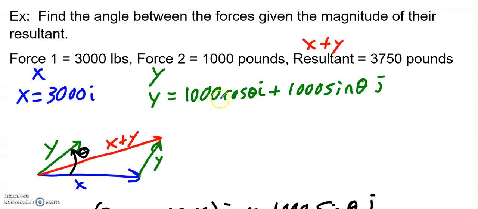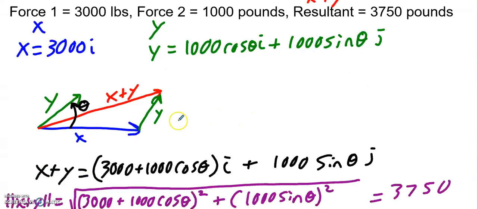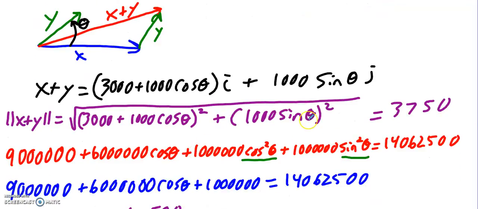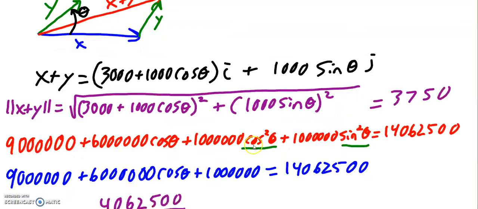Okay, so now I'm just going to come up with an equation. I know x plus y is the resultant. So that's 3000 plus 1000 cosine theta i plus 1000 sine theta j. But I don't know anything about x plus y, but I know the magnitude. So the magnitude of x plus y is the square root of (3000 plus 1000 cosine theta) squared plus (1000 sine theta) squared, and this has to equal 3750. Now, although the numbers get really large, this is a simple algebraic equation to solve. Square both sides, multiply out these quantities squared.